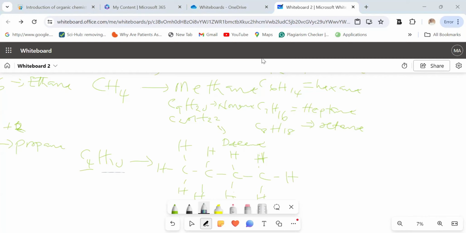Okay. So now the next thing that we are going to look at is some general properties of organic compounds. Or let me just say, before then, there are some terms that are associated with organic chemistry. These terms include isomerism, functional group, and homologous series.